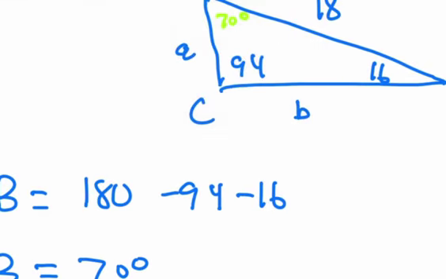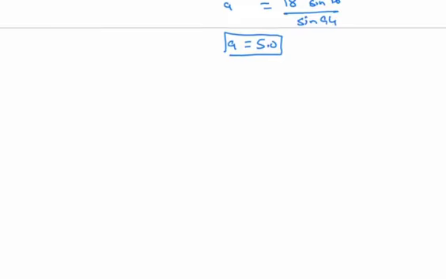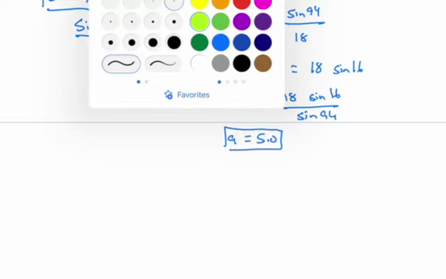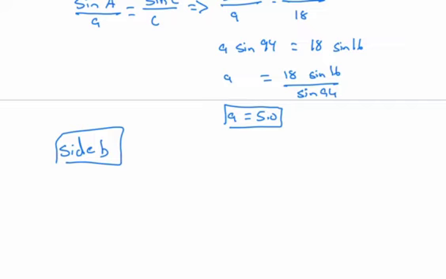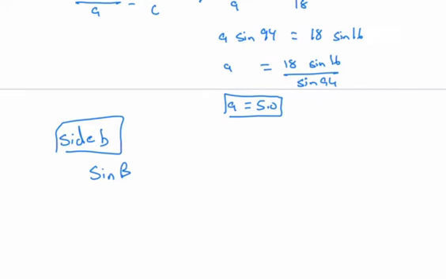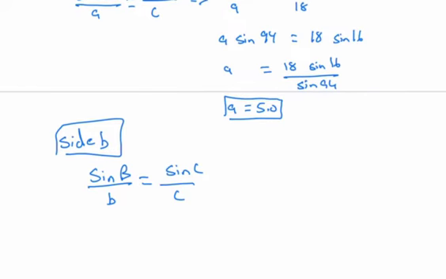Then I'll come in here and label it, and now the only thing that remains to be solved for is side B. I'm just going to make a little section here, side B. We'll set up the ratio, the sine of angle B over side B. Again, I'm going to continue to use what I did in the previous example, sine of C over C. You could actually put in sine of A over A. The answer will always be the same, but I think this just makes the problem a little more uniform.